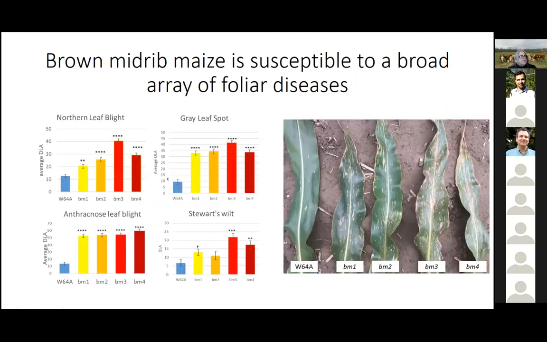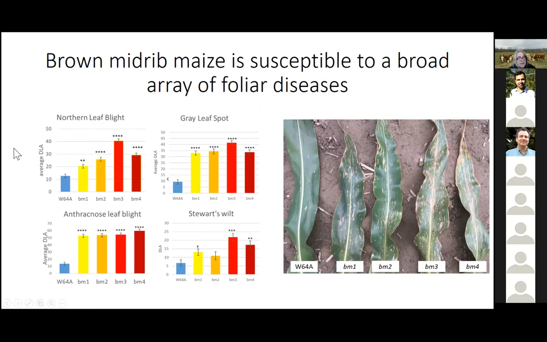So to look at the results of these brown midrib mutants, I've got W64A in each of these graphs. There's the wild type plus brown midrib 1, 2, 3, and 4. And this is a Dunnett's comparison test between the inbred and each mutant. And it's pretty obvious to see that, on the large scale, they're very susceptible to northern leaf blight, gray leaf spot, anthracnose leaf blight, and even Stewart's wilt with the primary.